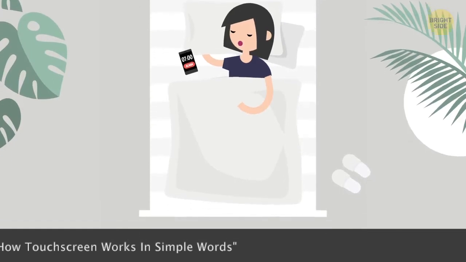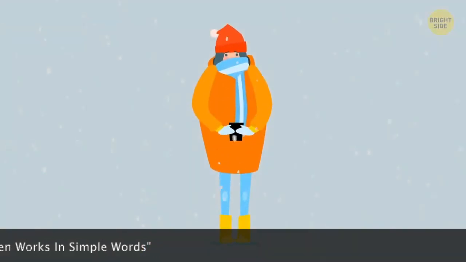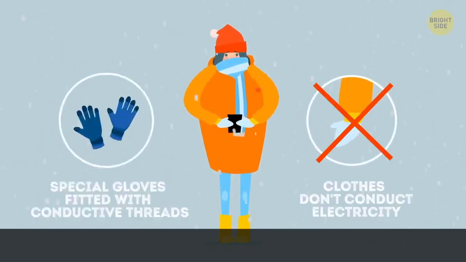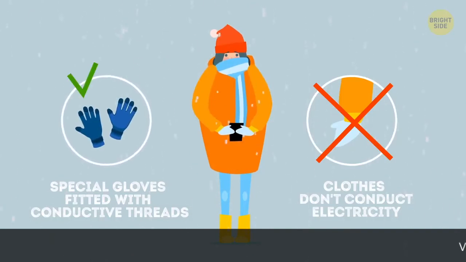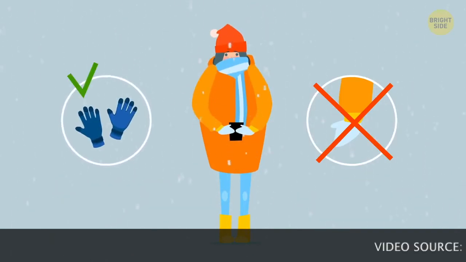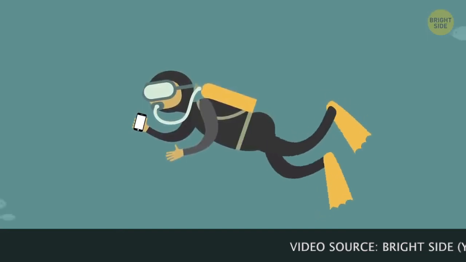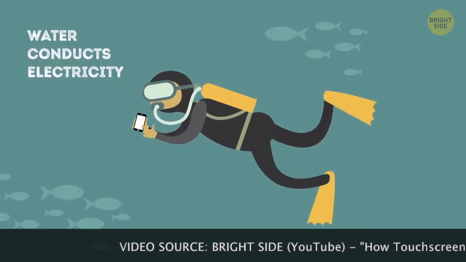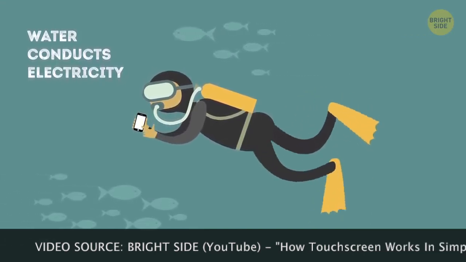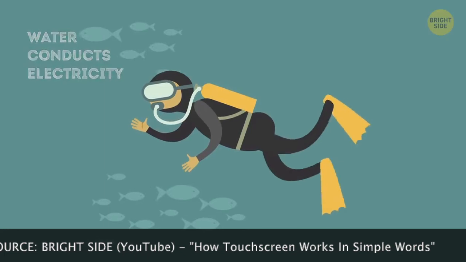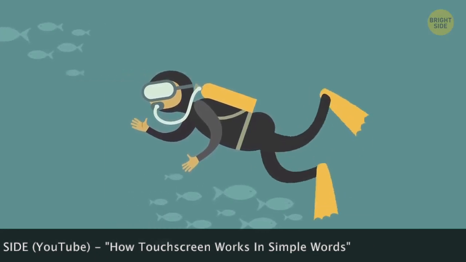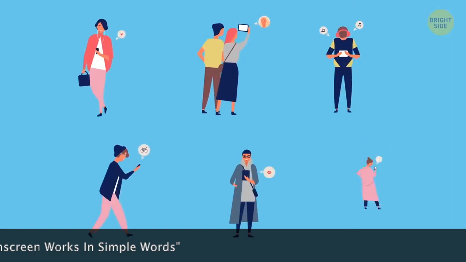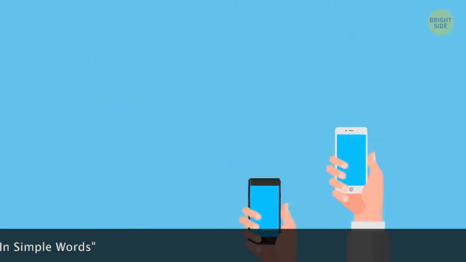So, ever wondered why your cell phone won't respond when you're wearing gloves? The problem is that clothes don't conduct electricity, unless you have special gloves fitted with conductive threads, of course. And what about when your fingers are kind of wet? That causes problems with your touchscreen for the opposite reason. Water conducts electricity, so the screen can't tell where your finger is touching, because the water is also grabbing some of that electric charge. But like I mentioned earlier, even though these two touchscreen types are the most popular, they aren't the only ones that exist today.